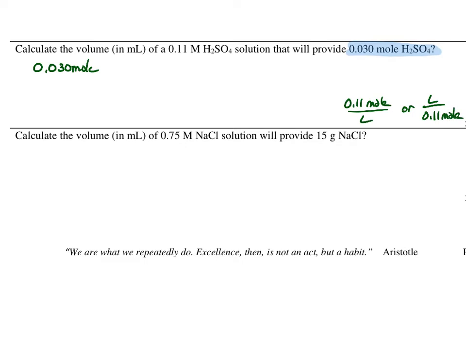In this case, we know we have to use this version of the conversion factor so that we get rid of or cancel out units of moles. So 0.11 moles is equivalent to a liter of solution. So now we have the liters of solution. We can convert to milliliters, knowing that a liter is equivalent to 1,000 milliliters.